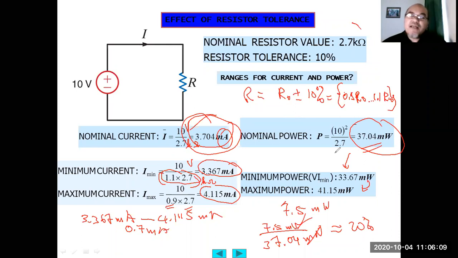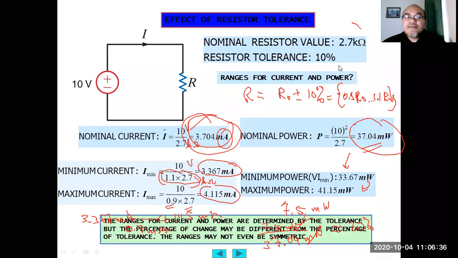That's why if you design a circuit and you want this range not to be that big, you want it to be very precise or very accurate, then you have to use a resistor with small tolerance, let's say 5% or even 1%. So in the design implementation, you have to take into account these resistor tolerances.